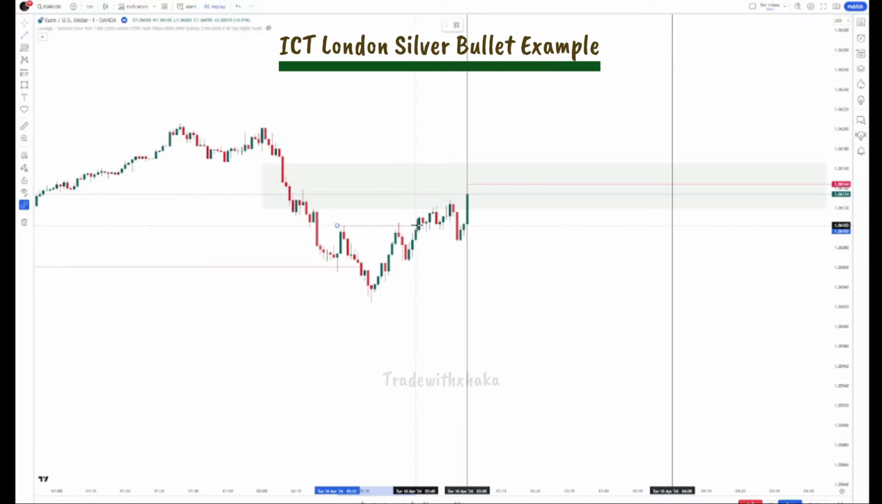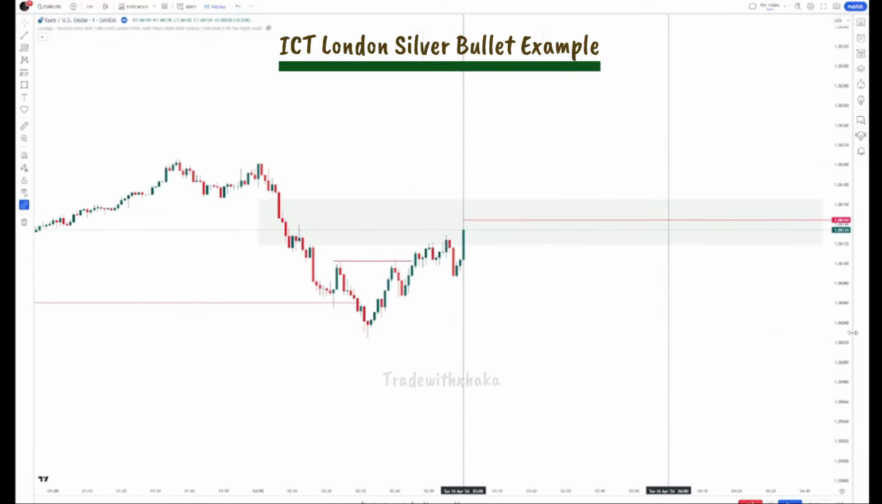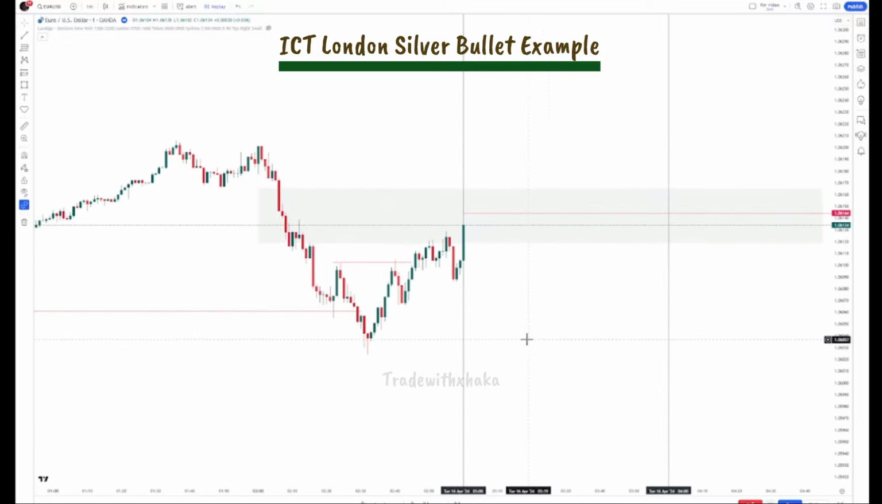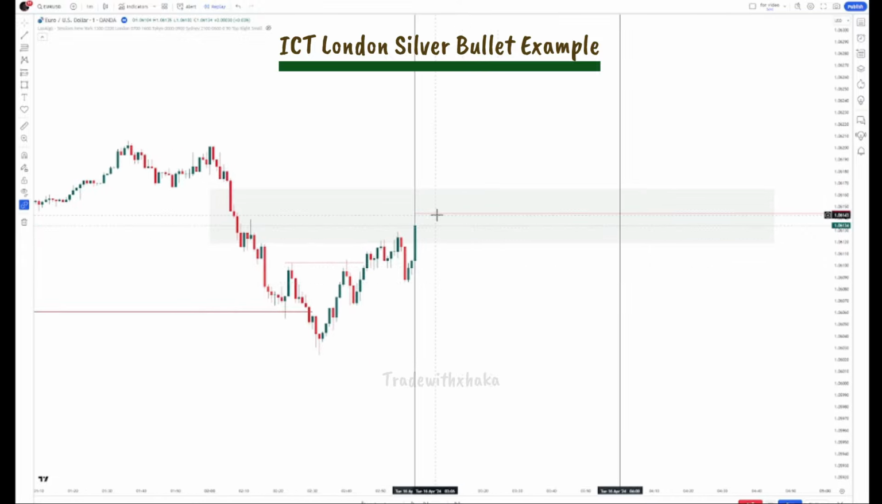So here is the market structure shift we have. But we will not be in this trade because we are out of the timing of the silver bullet. Once you face this on your charts, anytime, you only look for a recent fair value gap within this time. But looking closely, we have almost hit our draw on liquidity. But it doesn't end there. We can still find a fair value gap for our entry.